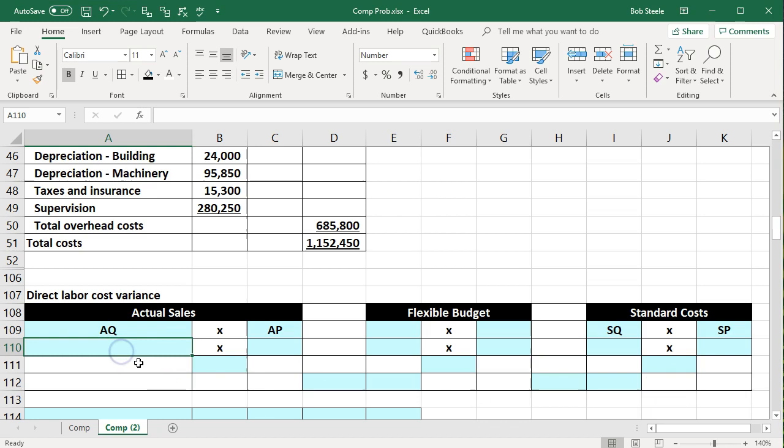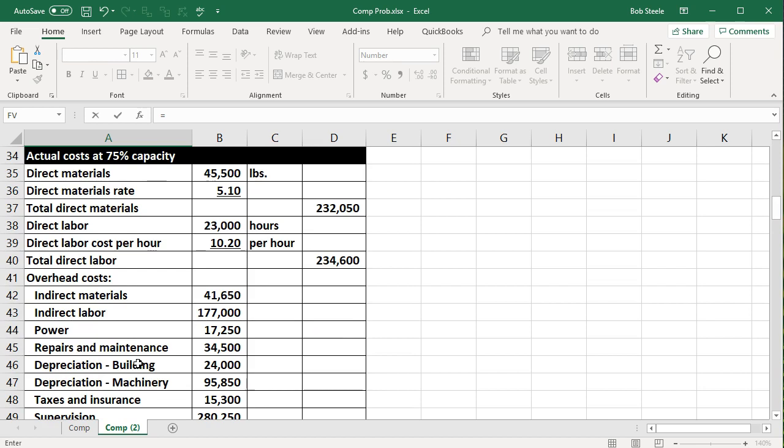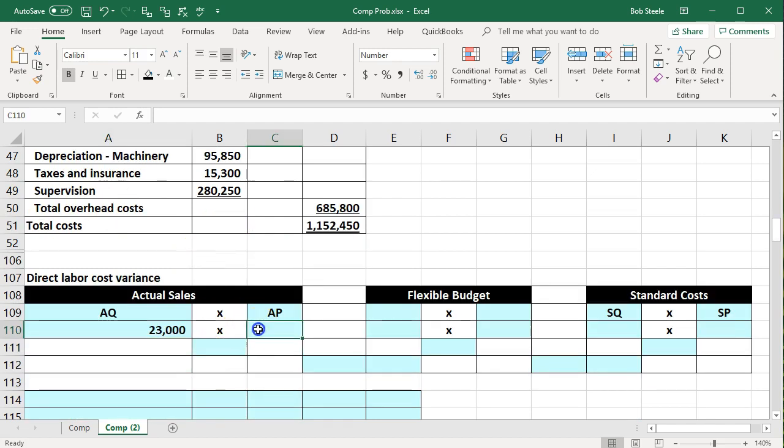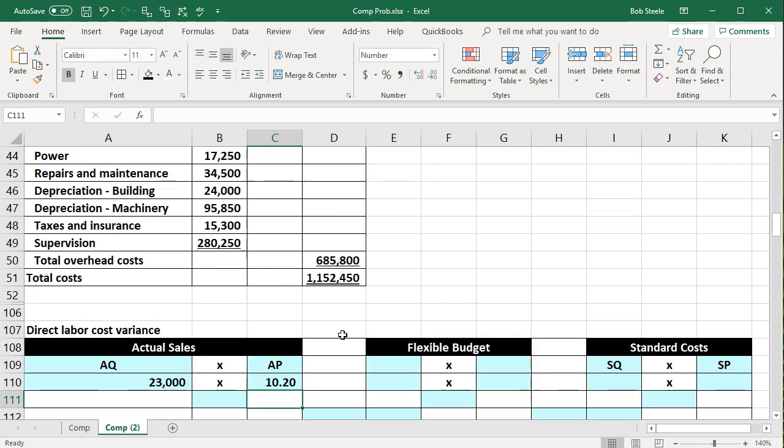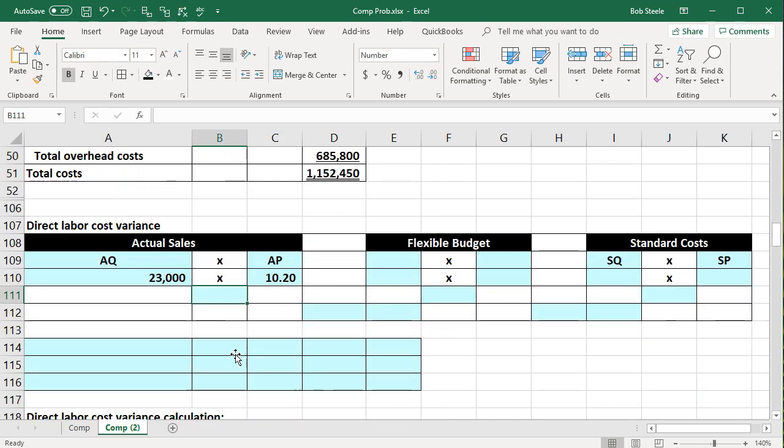We're going to say the actual quantity is going to be equal to, and I'm just going to scroll up to the actual quantity information. We're looking for the actual quantity for the labor this time, and that's going to be the 23,000 hours. Then we've got the actual price. So actual price is going to be equal to, we'll scroll up to the data. The actual price is $10.20 per hour. Then we'll multiply those two out. So we'll say this equals the 23,000 times the $10.20, or the 234,600.